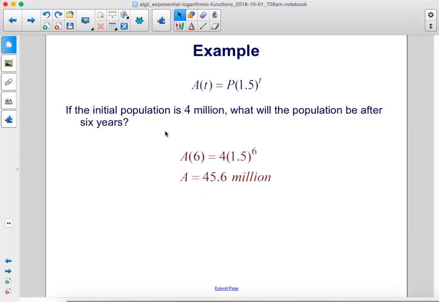If the initial population is 4 million, what will the population be after 6 years? So now we plug in 4 for p and 6 for t, and we get that A equals 45.6 million.